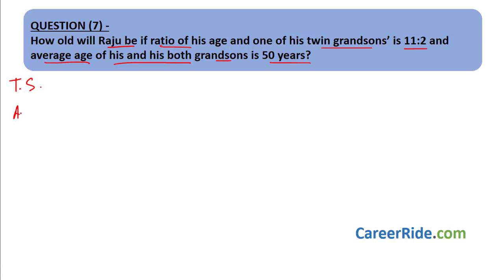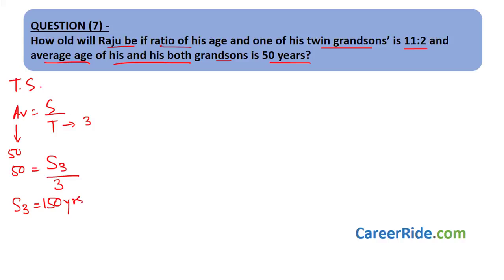What we know, average is nothing but sum upon total number of members, or total number of people. So do we know the total number of people? Yes, that is 3, because we know Raju and both his grandsons. What is the average age of Raju and both his grandsons? That is nothing but 50. So we have 50 equal to the sum of the ages of all 3 people, Raju and both his grandsons, divided by the total number of people, that is 3. So the sum of the ages of the 3 people is 150 years, right?